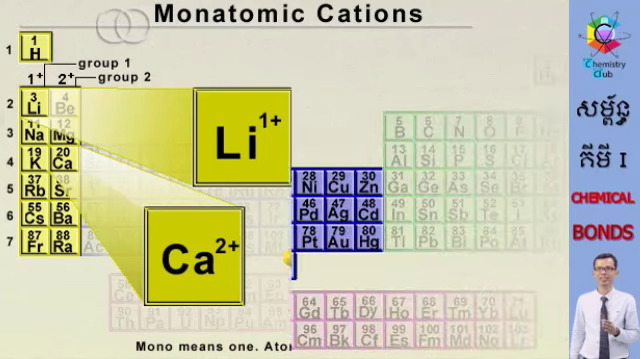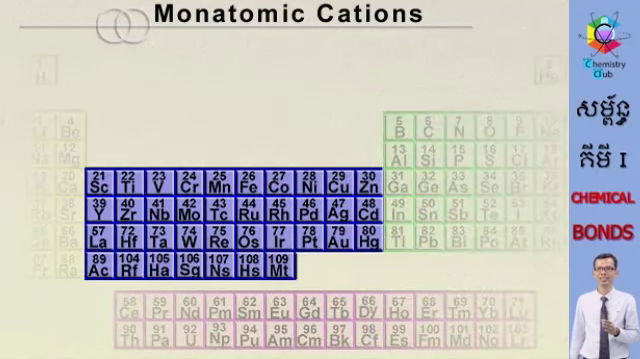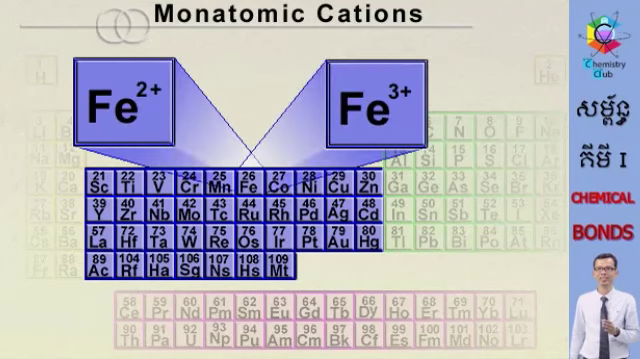Some elements form more than one kind of cation. The transition metals, which are located in the center of the periodic table, do not follow the octet rule when forming cations, because electrons can occupy orbitals not involved in bonding. For example, it is common to find iron, which is denoted as Fe, as having a charge of 2+ or 3+.